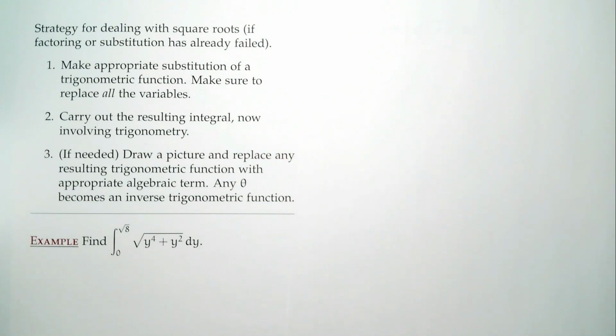So here's an example to start off with. Find the integral from 0 to root 8 of the square root of y to the 4th plus y squared. Well, what do we do? Any suggestions? Could we substitute u equals y squared? Well, maybe.